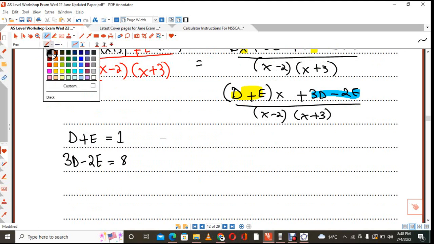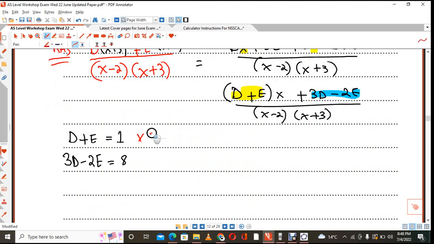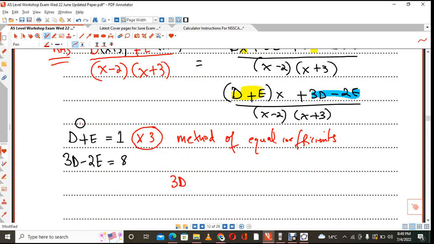Well, you can say I'm going to multiply this whole equation here by 3 so that I can make the coefficient of d the same. That is called the method of equal coefficients. And if I do that, I can then eliminate. So when I multiply, I'm going to have 3d. That means each term must multiply by 3: plus 3e equals 3, not 1, equals 3.